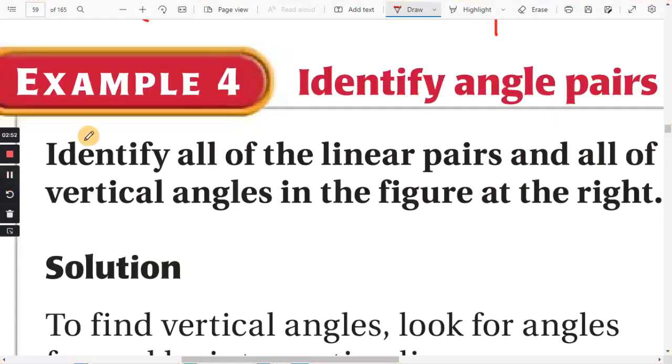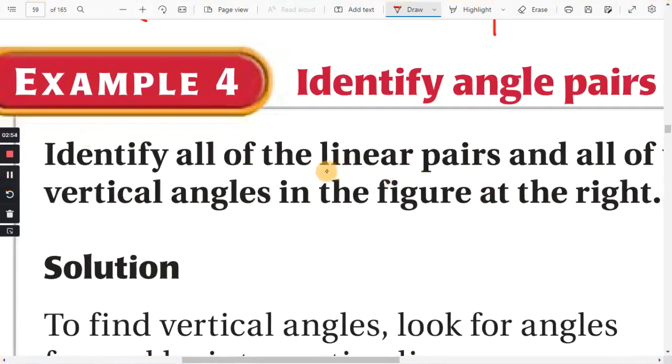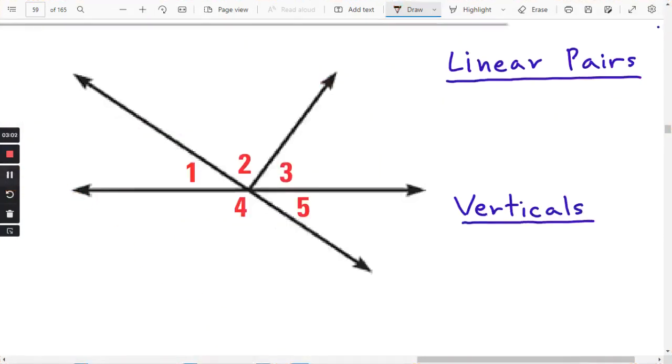Okay, example 4, identify all linear pairs and all vertical angles in the figure at the right. Let's take a look. All right, so using this figure, see if you can pick out the linear pairs. You want to look for a straight line, two angles that form a straight angle, and the vertical angles, the ones that are across from each other in the X shape.